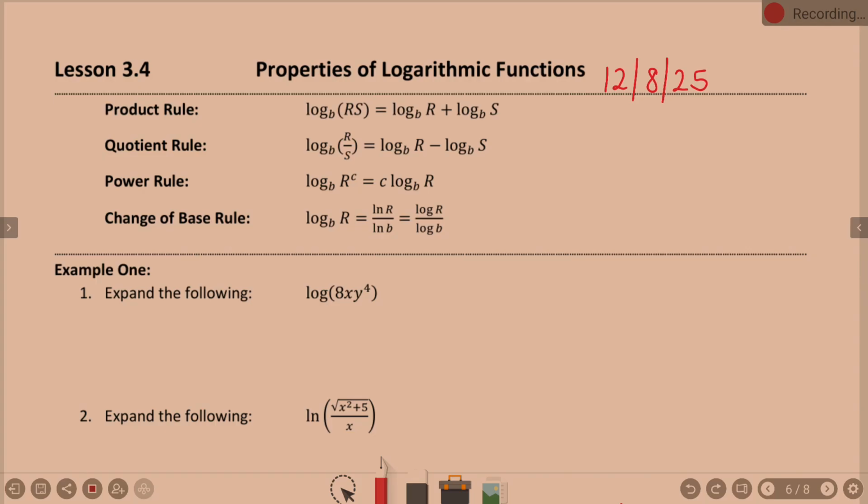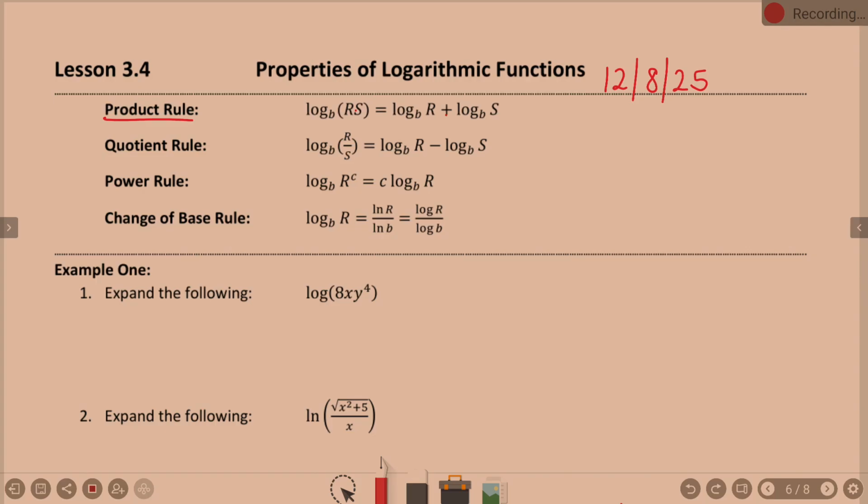Now the product rule basically says if you have a product inside a log, so there's multiplication inside a log, that singular log can be split up into 2 logs that are now being added. Obviously keeping the base the same, but the idea of log base b of r times s can basically become log of r plus log of s, still keeping it base b. So that is our product rule. A product within a log can become 2 logs being added.